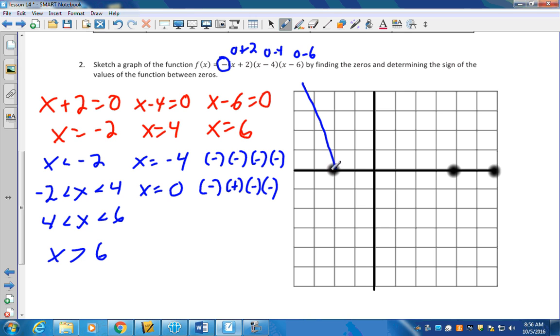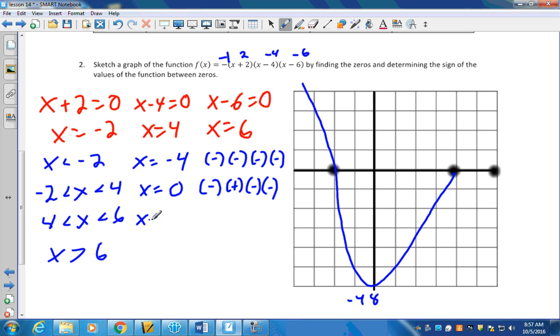And what would the y-intercept be? It would be negative times 2 times -4 times -6. I think of that as a -1. -48, I think it is. It doesn't really matter. It's just consistent with what I'm saying. We're saying it's going to be negative down there. We get a negative y-intercept. Everything should be making sense.